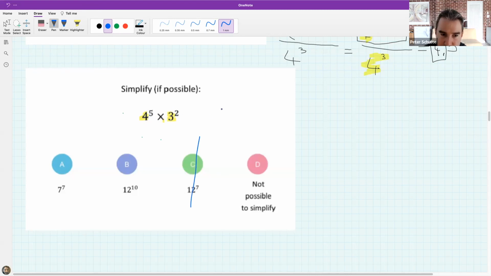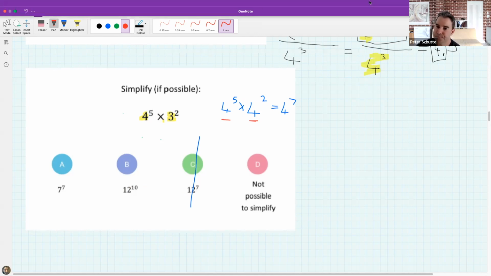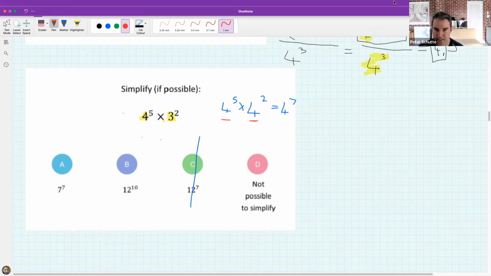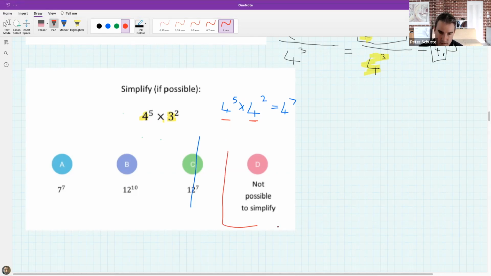If it had been 4 to the 5 times 4 to the 2, then we could have said 4 to the 7. We would have just added the powers. But in that situation, the bases were the same. However, in this situation, that's not the case. So what's the answer going to be? Let's see a few more of you think about it. The answer is going to be D. In this case, because the bases were not the same, we actually couldn't add the powers, and none of these actually make sense according to the laws. So it's going to be D.